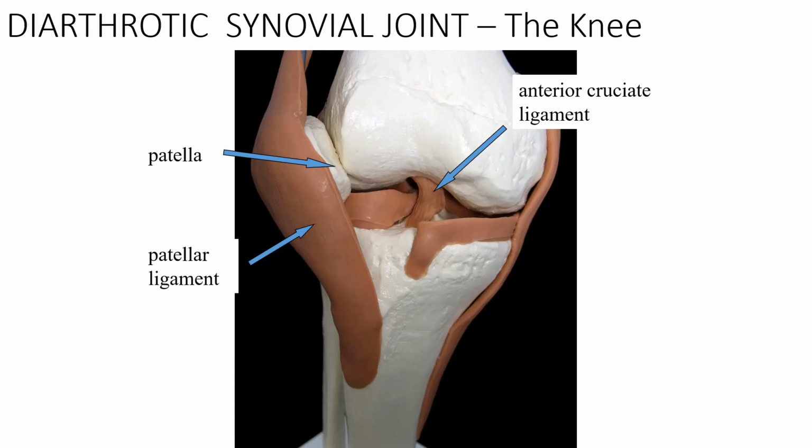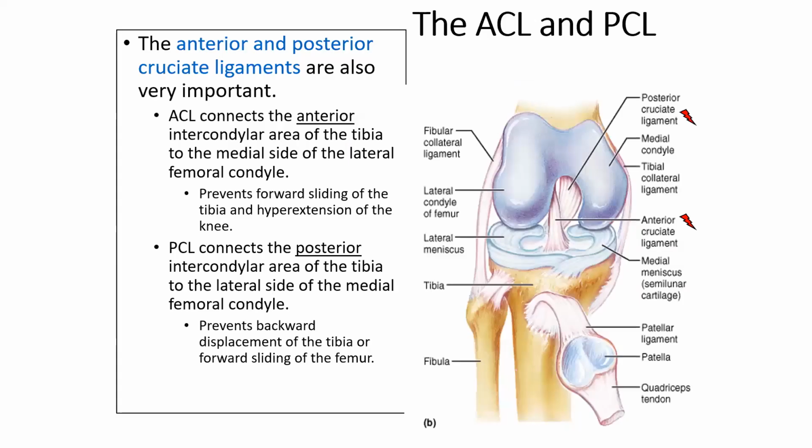The posterior cruciate ligament connects to the backside, the posterior surface of the tibia. Here's the posterior cruciate ligament. It attaches to the backside of the tibia and the medial condyle of the femur.